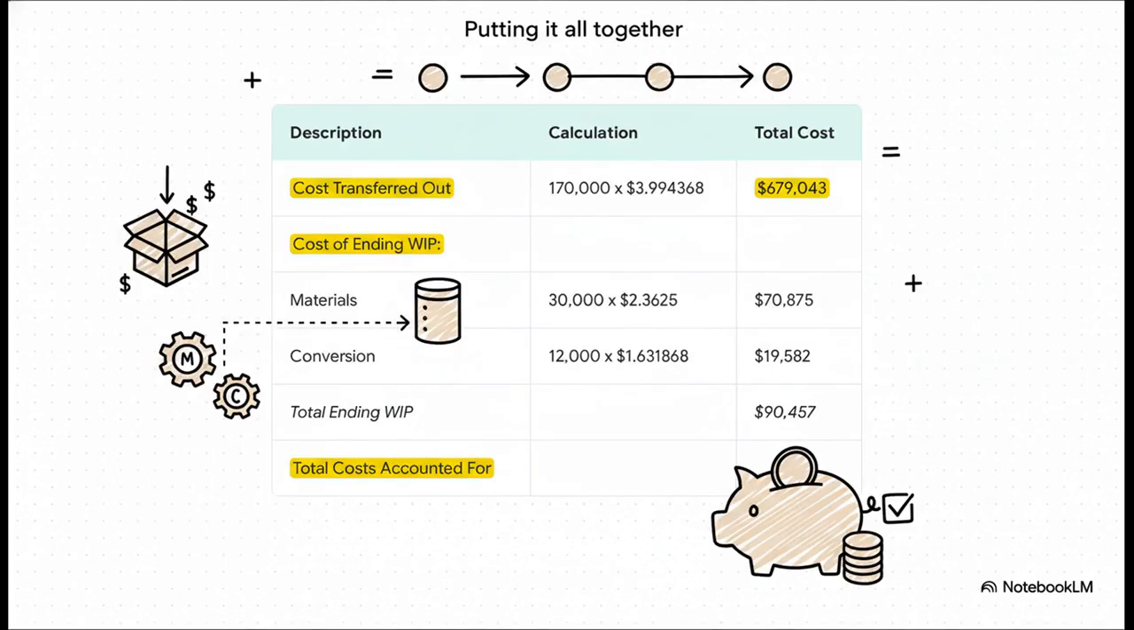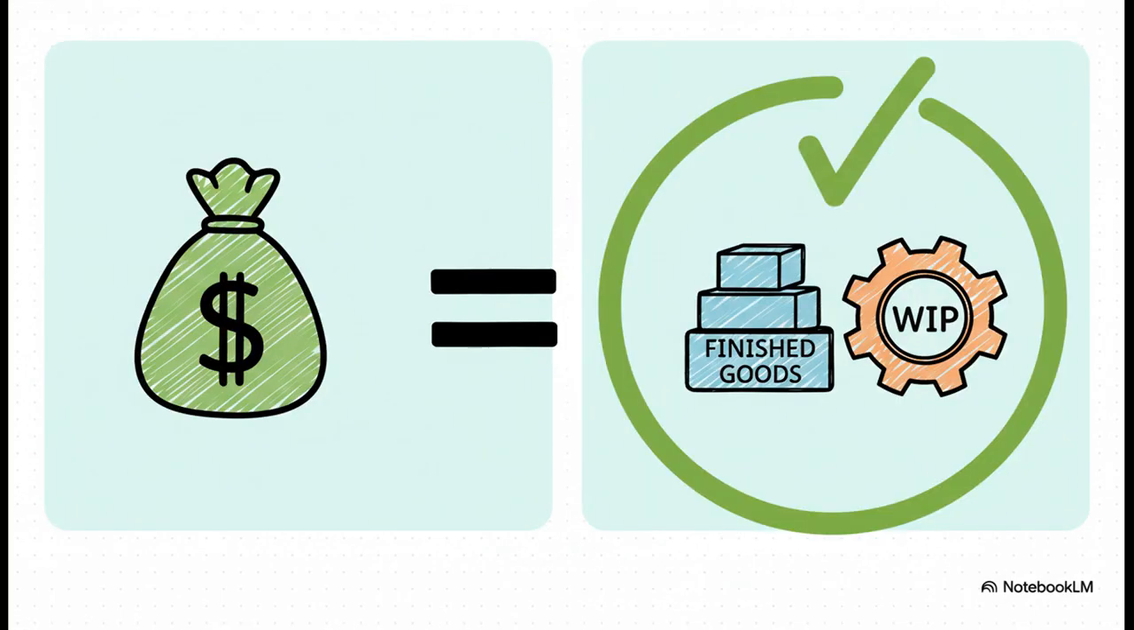All right, we're in the home stretch. This is the final step where we put a dollar value on everything. For the 170,000 units we finished, it's simple. Multiply that by our total cost per unit, and we get about $679,000. For the inventory we have left over, we have to value the materials and conversion costs separately. So we take their equivalent units and multiply them by their own costs per unit. That gives us a total value for our ending inventory of about $90,000. Add those two big numbers together, and we've accounted for a total of $769,500.